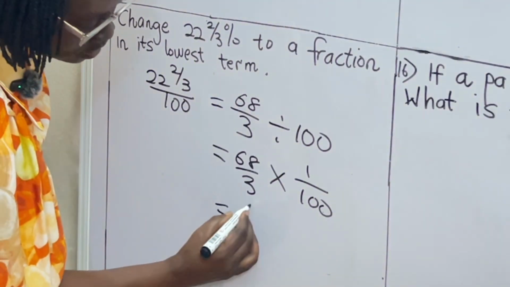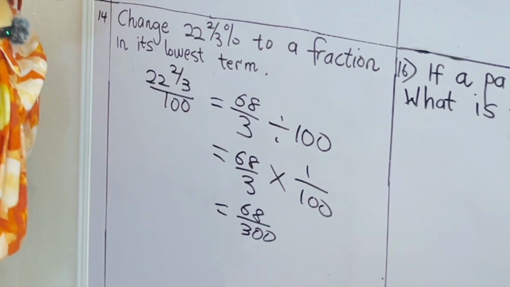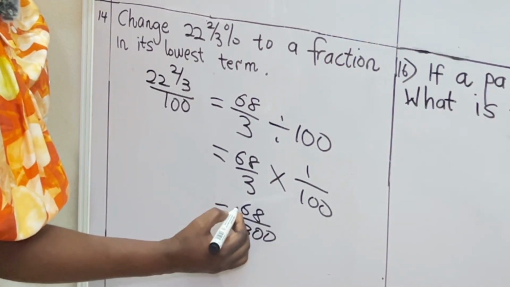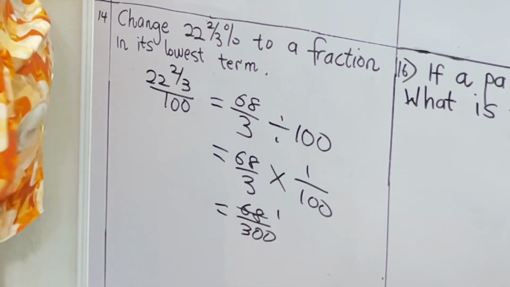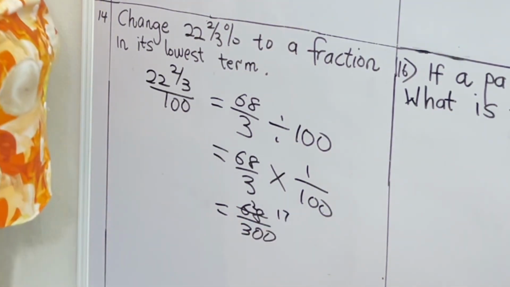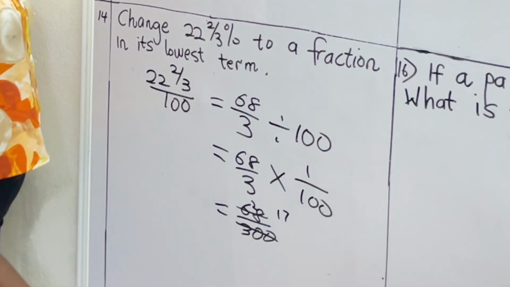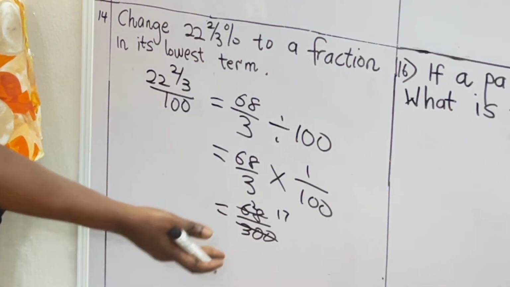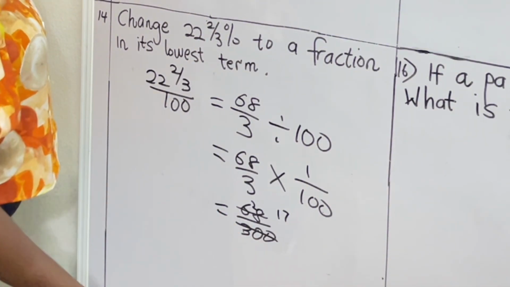Then what do you do next? You have 68 over 300. What can we use to divide? Okay, let's start. We can use 4 to divide, right? Okay, 4 in 6 is 1, remainder 2. 4 in 28 is 7, because 4 times 7 is 28. Then you come here. How do you divide this? There are different ways. You can divide by hundreds. Okay, 4 in 100 is 25, you know that. And 25 times 3 is 75.